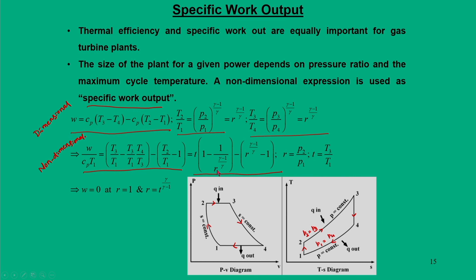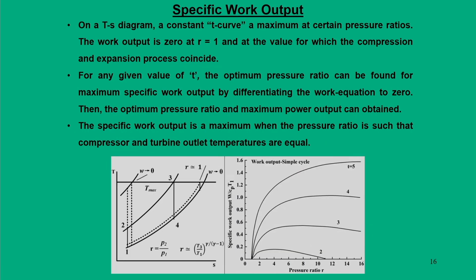So, the most important thing is that W by Cp times T1 is a function of temperature ratio as well as pressure ratio. An interesting thing we can find from this equation is that W is equal to 0 at two locations. When we put R is equal to 1, W is equal to 0. When R is equal to T to the power gamma by gamma minus 1, W is also equal to 0. That means specific work output is 0 at two locations. So, let us see what is the physical significance.